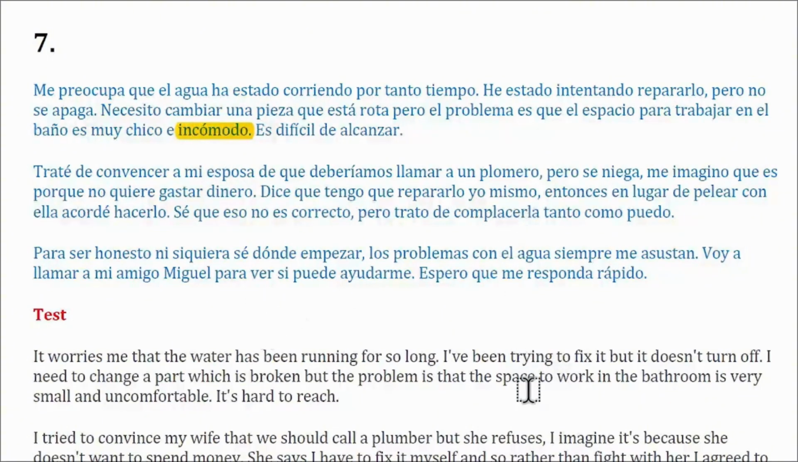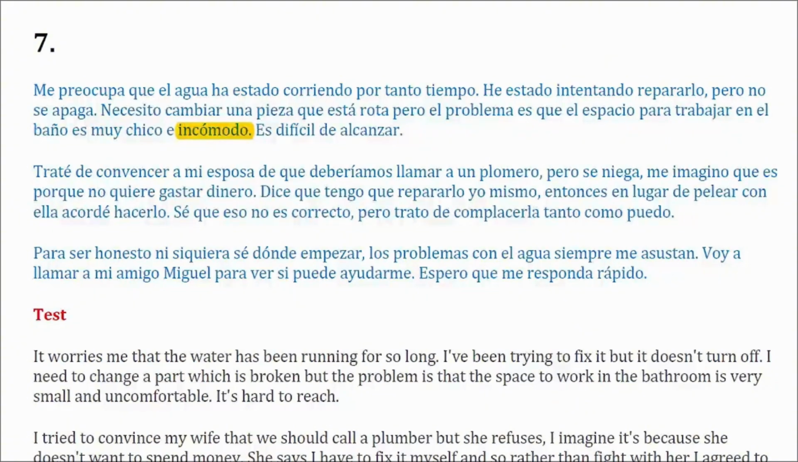The interesting thing here is that if we look at the English, it says the problem is that the space to work, and here it really feels like you might put in the problem is that the space in which to work. But it doesn't sound quite right. There's quite a delicate thing here in Spanish which we need to go through in the module we will do covering the word which. The correct word here is actually para. So it's saying that the problem is that the space in order to work in the bathroom. Now that's tricky. It's very easy to get that wrong. So just be careful at that part in the translation.